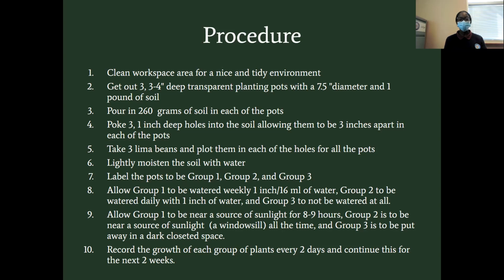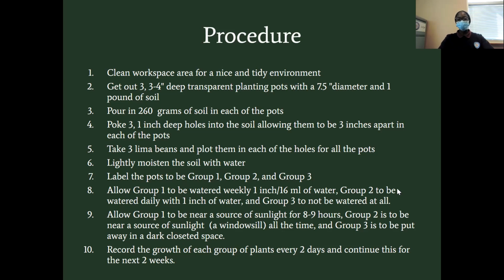Step 6. Lightly moisten the soil with water. Step 7. Label the pots to be Group 1, Group 2, and Group 3. Step 8. Allow Group 1 to be watered weekly, 1 inch, 16 milliliters of water. Group 2 to be watered daily with 1 inch of water, and Group 3 to not be watered at all.